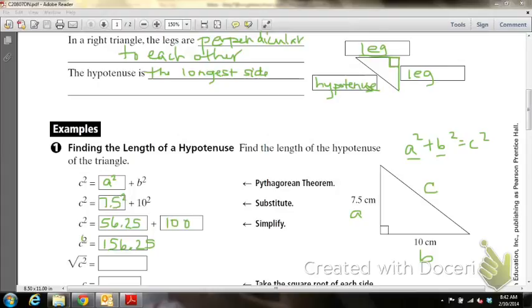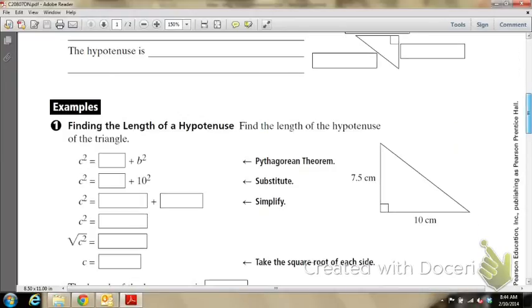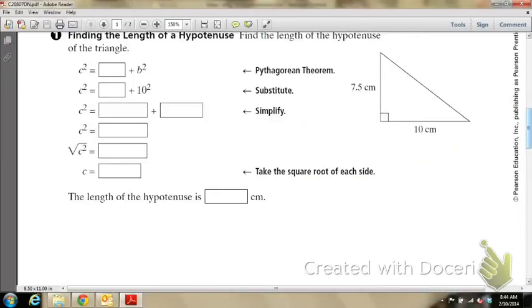Now I want to get rid of this little 2 up here, so to undo that, I'm going to square root both sides. And I'm going to get 12.5 as my answer. So the length of the hypotenuse is 12.5. Pause and fill that in before moving on. And just so you have that filled in, the hypotenuse is 12.5 centimeters. Okay, let's move on.